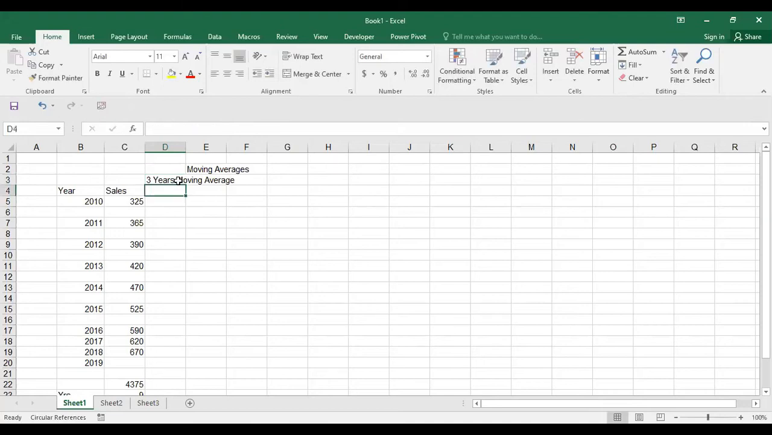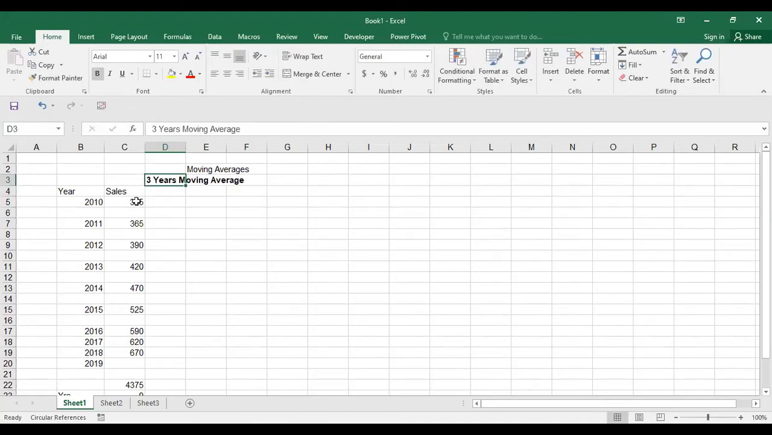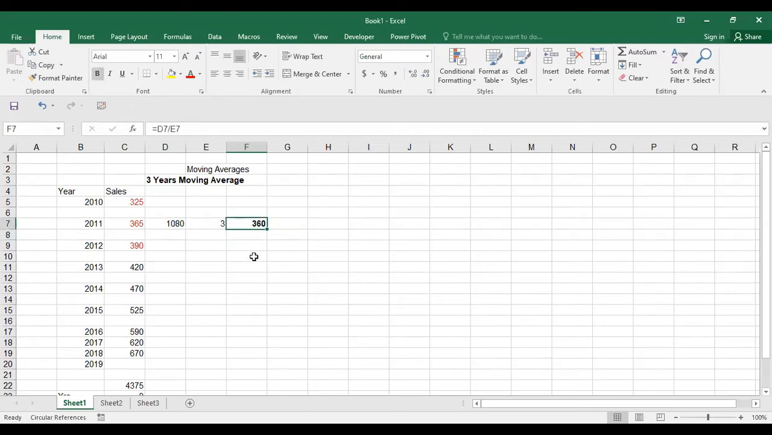3 years moving average means that you make a total of these three numbers. You select these three numbers and you add them up here. You say that this plus this plus this is 1080. You divide it by 3 because you took 3 values, and you say that the average for the first 3 years is 360.